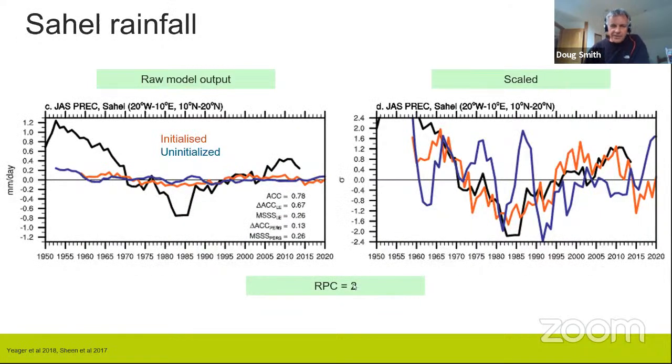And then we can look at multi-year predictions of Sahara rainfall. I think this is years 1 to 5, if I remember rightly. This is again from Steve Yeager's paper, but it's also shown by Katie Sheen. So if you look at the raw model data, again, the curves show little variability compared to the observations in black there. So this is the ensemble mean forecasts. But if they're scaled, again, they do a much better job at picking out the observed variations. And in this case, the RPC was 2.